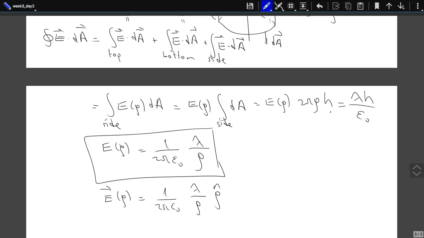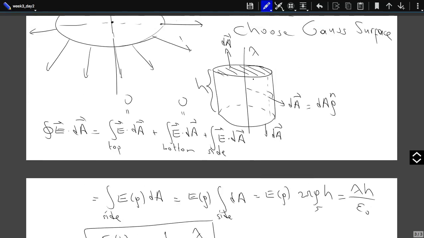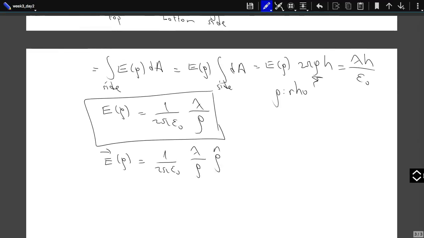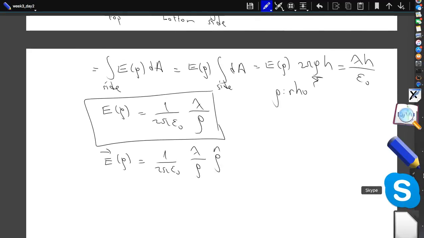No, this rho over here is this distance. The radius of the cylinder is rho. Other questions?